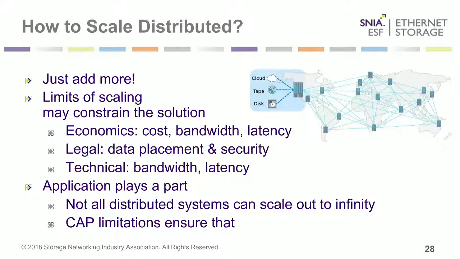And then you've got technical issues in terms of bandwidth and latency. I've already touched slightly on those. They're related to cost. Latency you can't fix, though. And then the fourth one is the application. Not all distributed systems can actually scale out to infinity. There are some limitations, and if you look at the CAP theorem, this thing about consistent, available, and partitioned, then you will start to see some of the issues that applications face.